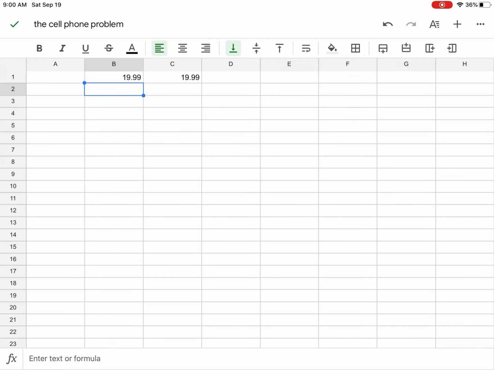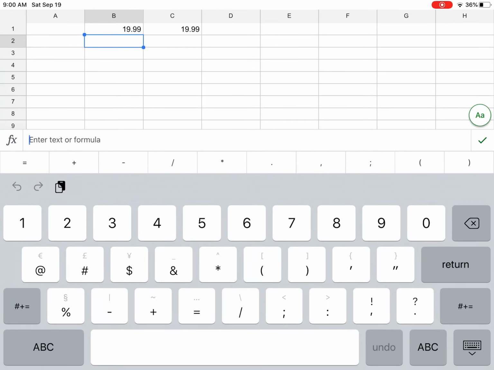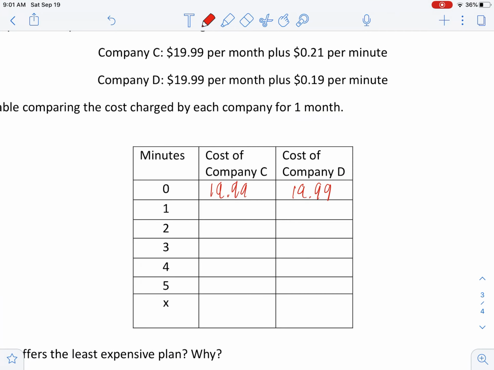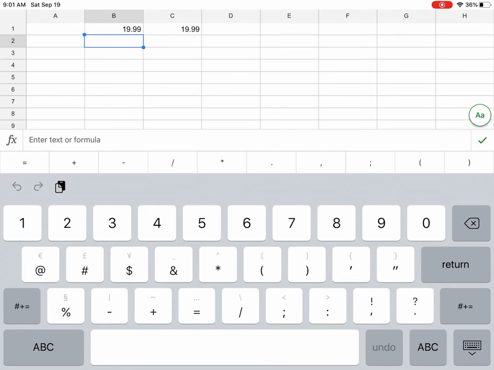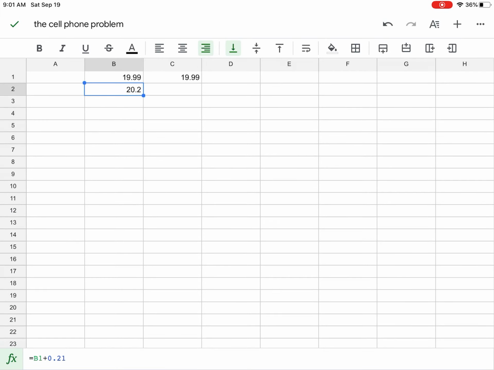And then what I can do here is tell Google Spreadsheets, hey, I want to go up by 19 cents. Let's just make sure that that is what we wanted. Just double check. 21 cents for the first company and 19 for the other company. So I'm going to tell it to go up by 21 cents first. So I'll say equals cell B1 plus 0.21, and then I'll hit enter and it'll add 21 cents for me.